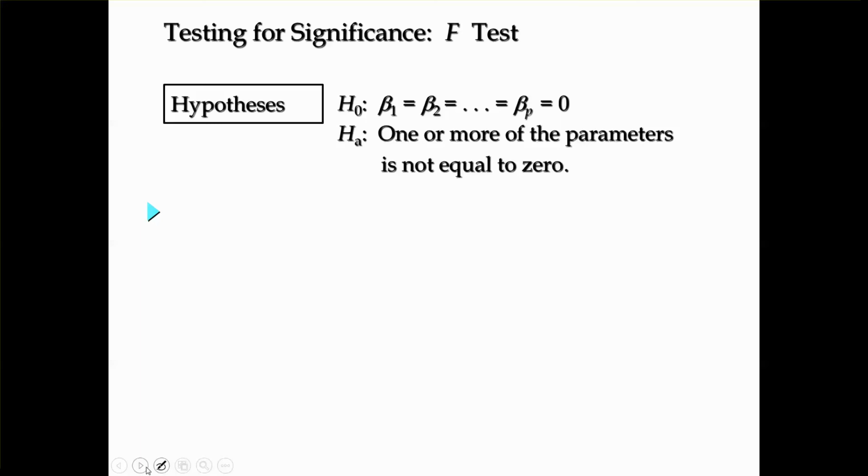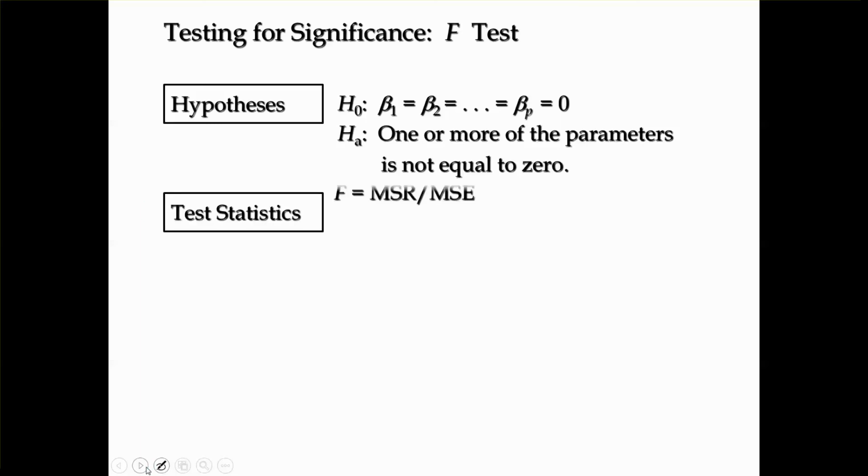Because you can think about the complement event for the null hypothesis, and you will find it includes many different cases. For instance, beta 1 not equal to 0 but the rest of the betas equal to 0, or beta 1 and beta 2 not equal to 0 and the rest of the betas equal to 0. All those situations are possible cases of the complement event for the null hypothesis. So instead of listing all the possible cases, people usually use one sentence to describe the alternative hypothesis for H0. That is, one or more of the parameters is not equal to 0.